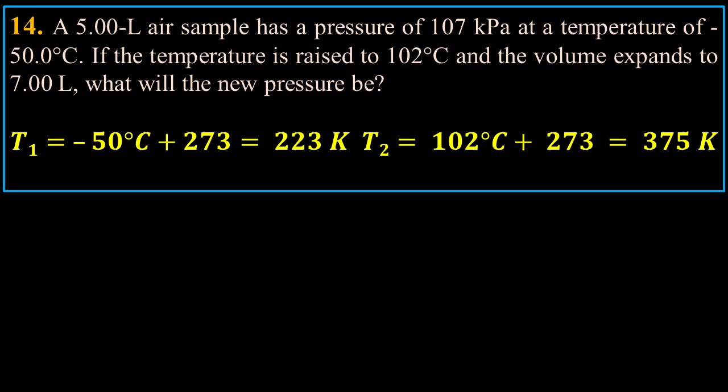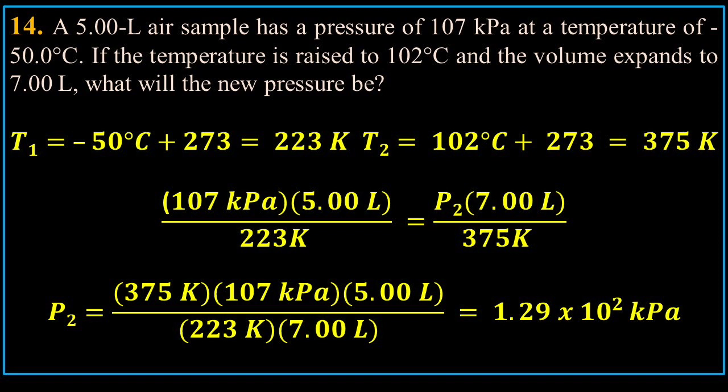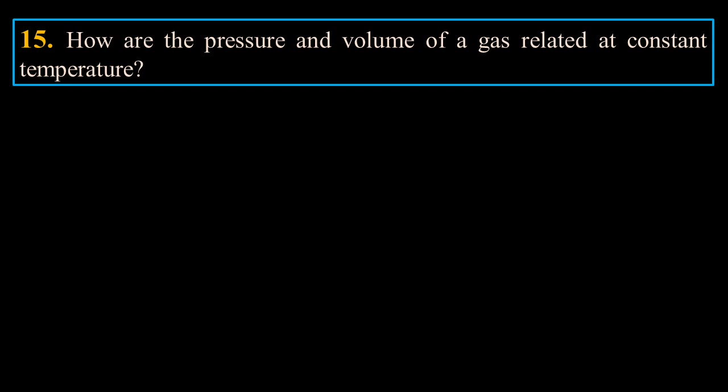So this is going to be combined gas. There's T1, T2, and we're raising the temperature. We are raising the volume. So it looks like the pressure will be a little bit of each. Again, we're going to cross multiply: 107 times 5 times 375 divided by 223 divided by 7. Again, if you don't use parentheses, you want to hit divide each time, and the answer is in scientific notation, but it need not be. It's going to be 129 kilopascals. So it went up significantly. A very large temperature increase at a small volume, so the pressure went up.